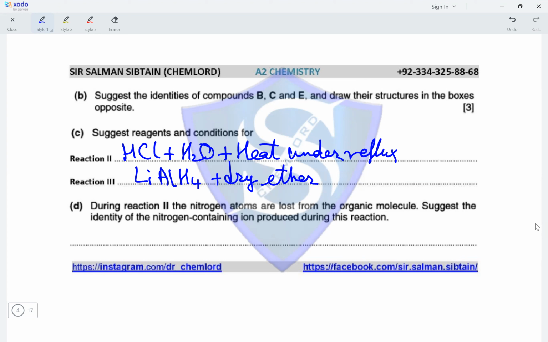During reaction 2, the nitrogen atoms are lost from the organic molecule, so what is the identity of the nitrogen containing ion produced during this reaction? So the nitrogen is lost in the form of ammonia, but since HCl is present, the HCl reacts with the ammonia that is given off and is converted into ammonium chloride. So the nitrogen containing ion present in ammonium chloride is the NH4 positive ion.